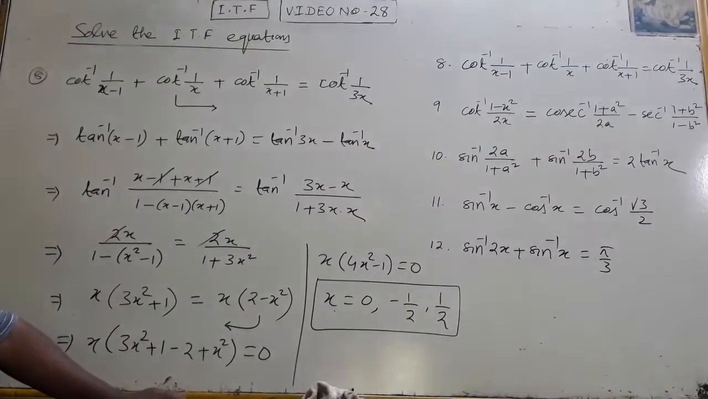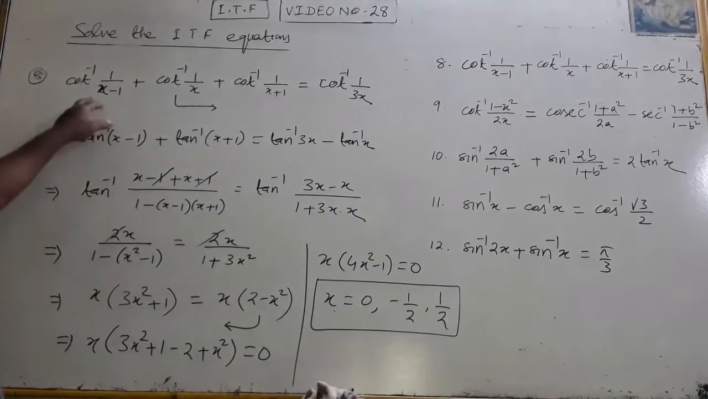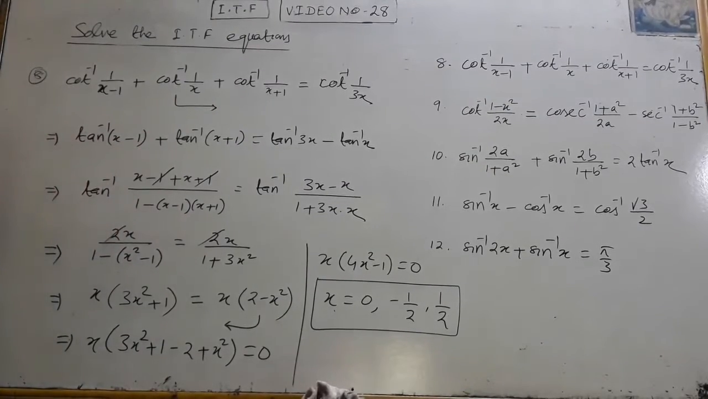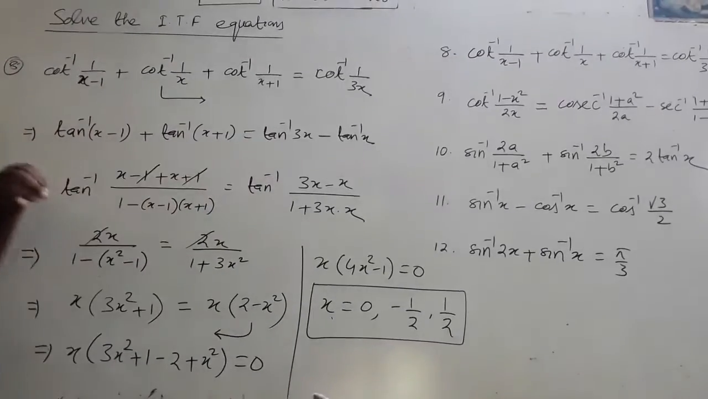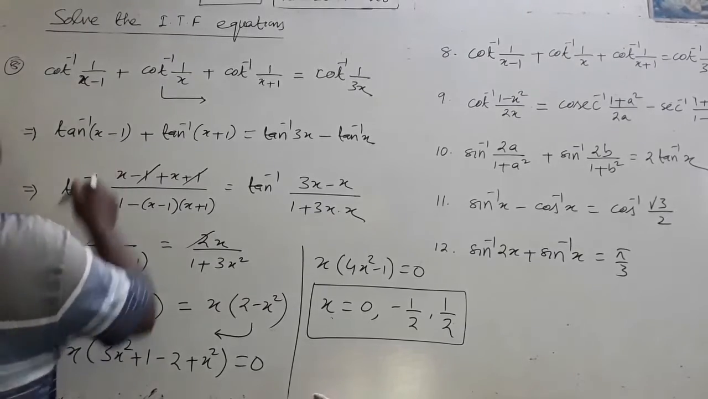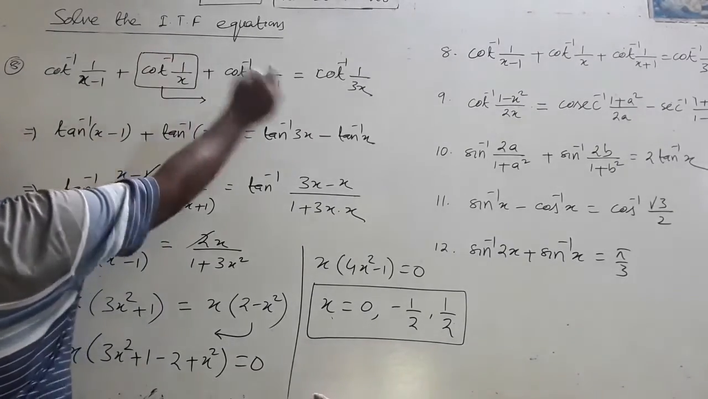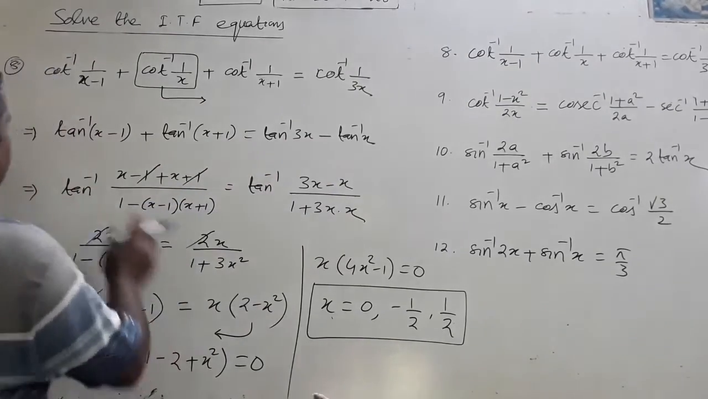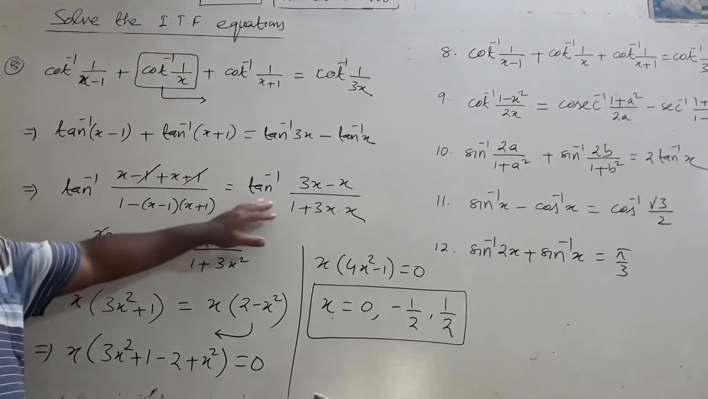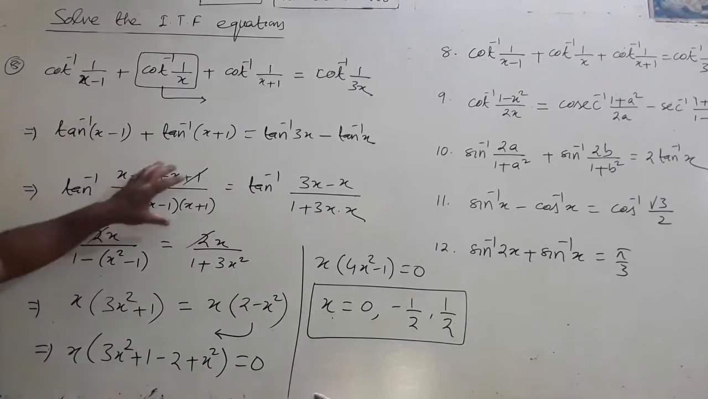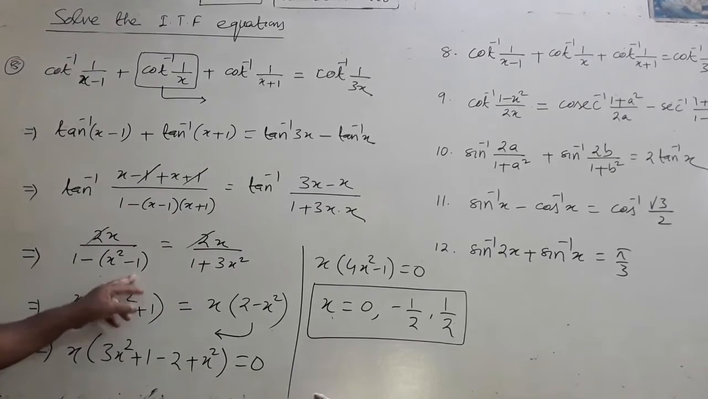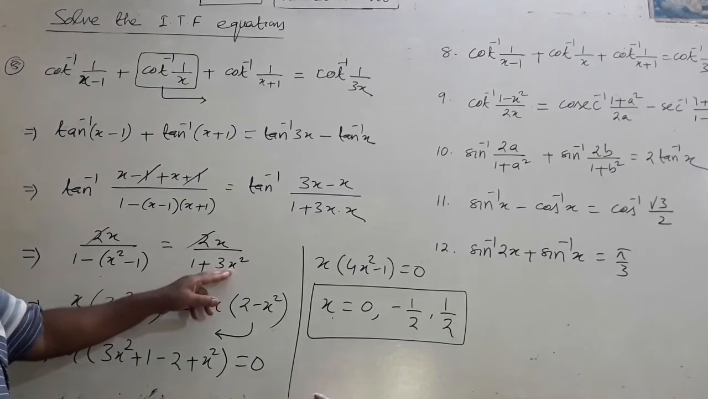Now look at this problem. Take cot inverse of 1 by (x minus 1) plus cot inverse of this plus cot inverse of this is equal to cot inverse of 1 by 3x. Convert all to tan inverse. Take this cot inverse 1 by x to that side, and it becomes minus tan inverse x. Apply the tan inverse x plus tan inverse y formula to both sides, and on both sides it is tan inverse, so this part is equal to that part. This is 2x by (1 minus x square) minus 1 is equal to 2x by (1 plus 3x square).